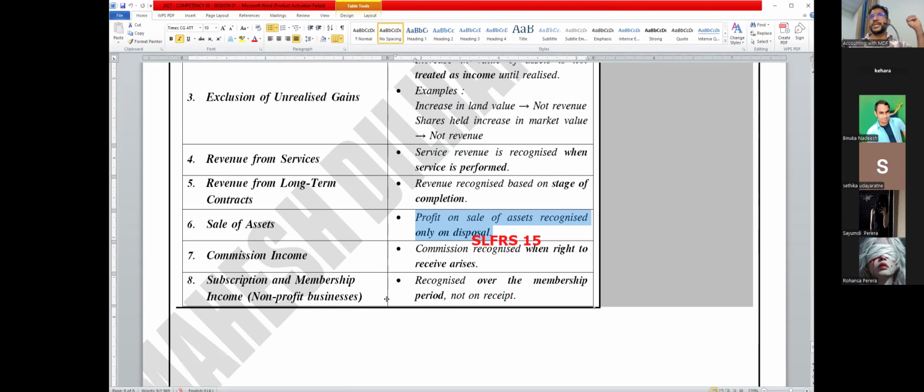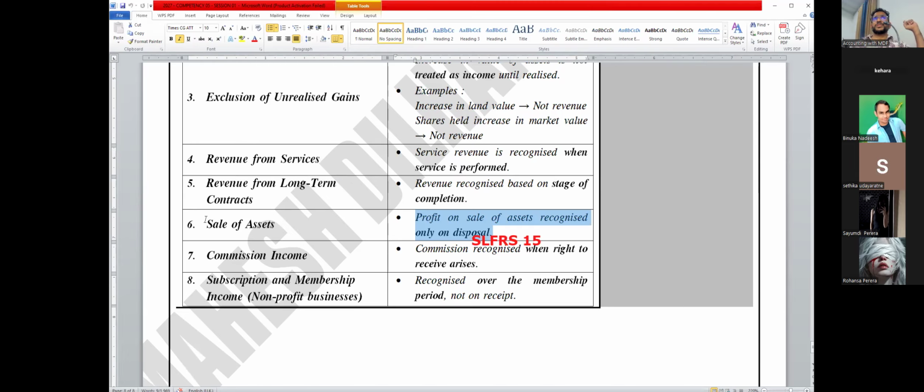Next, I will take non profit organizations. Subscriptions. Do you remember this? We discussed this in O levels also, right? Subscriptions and membership are recognized over the membership period, not on receipt. Understood? That is today's lesson.